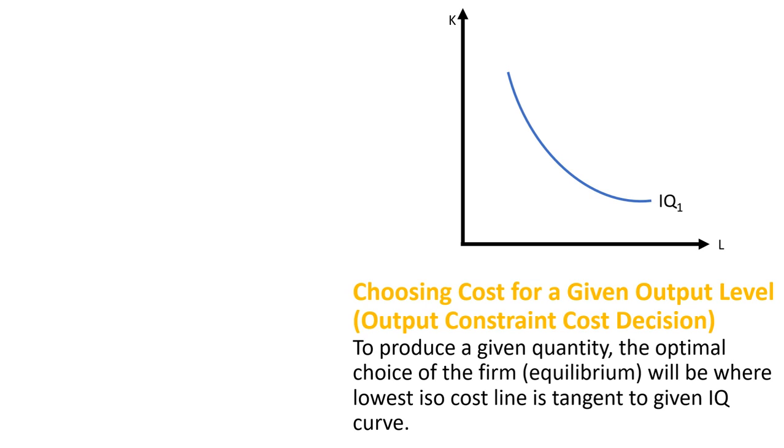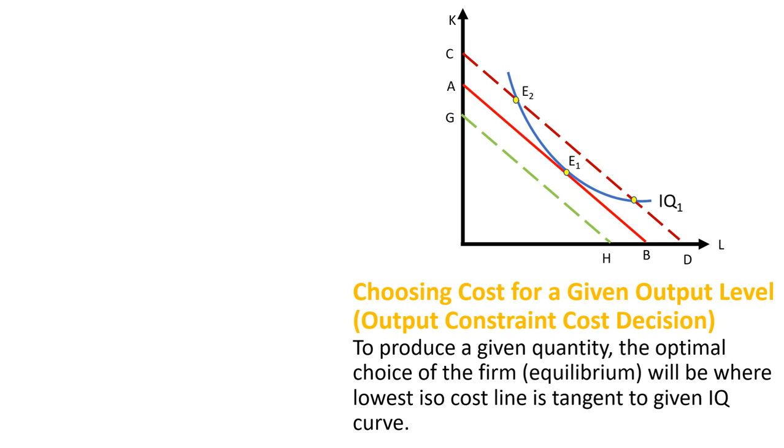The manager wants to produce it at lowest cost represented by GH, but with this cost the available combination of labor and capital are unable to produce the commodity in given quantity. With increased cost, he can produce it at point E1 represented by iso-cost curve AB and point E2 and E3 on iso-cost curve CD.